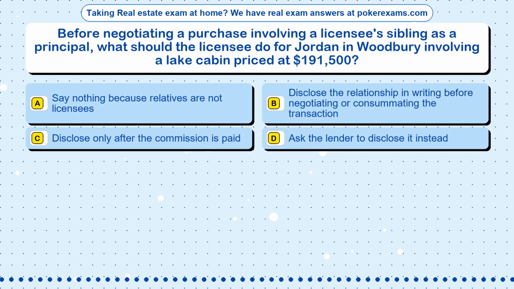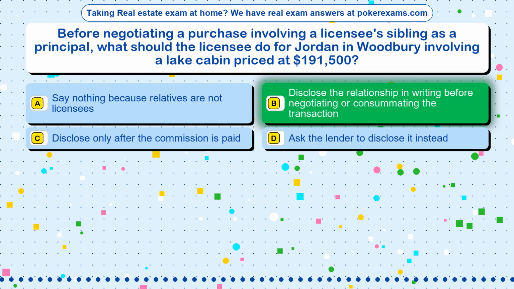Question 82. Before negotiating a purchase involving a licensee's sibling as a principal, what should the licensee do for Jordan in Woodbury involving a lake cabin priced at $191,500? Option A, say nothing because relatives are not licensees. Option B, disclose the relationship in writing before negotiating or consummating the transaction. Option C, disclose only after the commission is paid. Option D, ask the lender to disclose it instead.